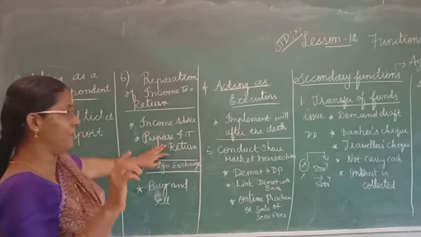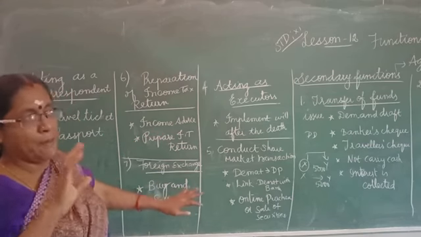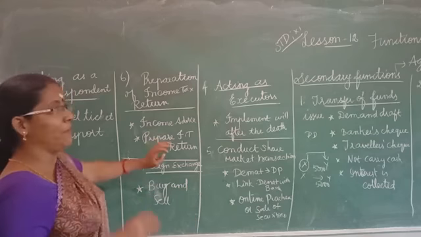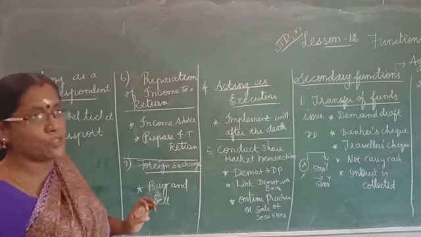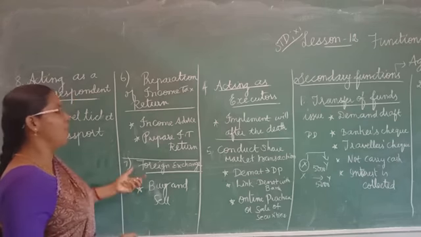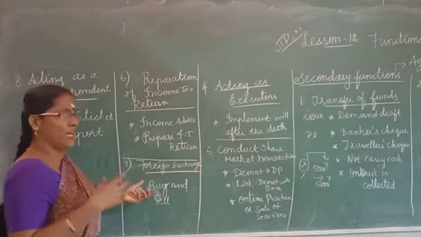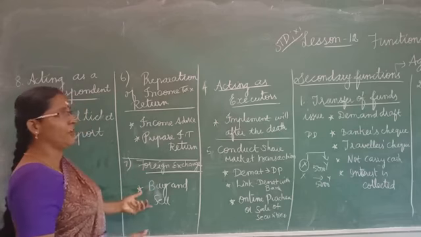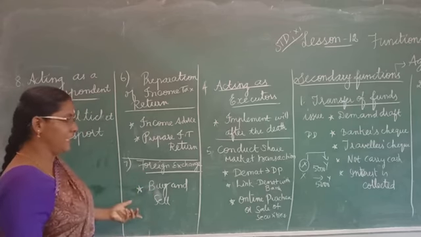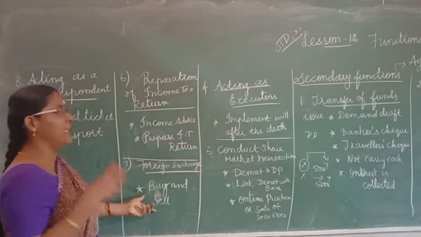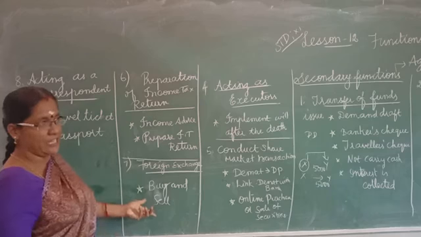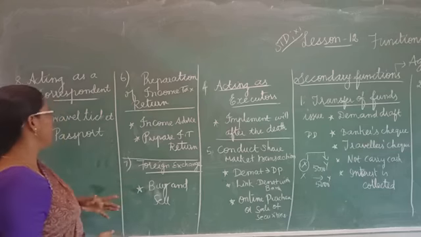So the bank will prepare the IT return. The bank will help us to prepare the IT return and it will give advice to reduce the income tax. And also next one, foreign exchange. For example, in case of foreign transactions and also domestic transactions, the bank will help us. We can buy and sell foreign exchange through the bank.